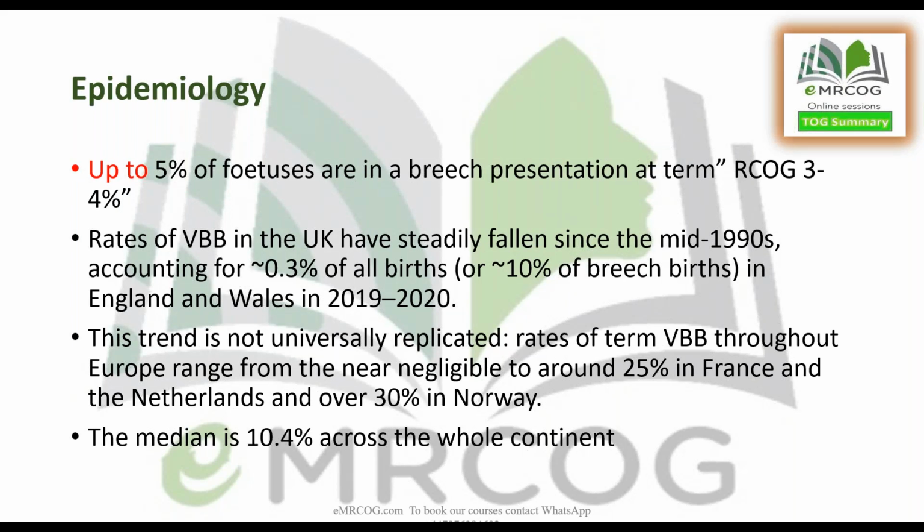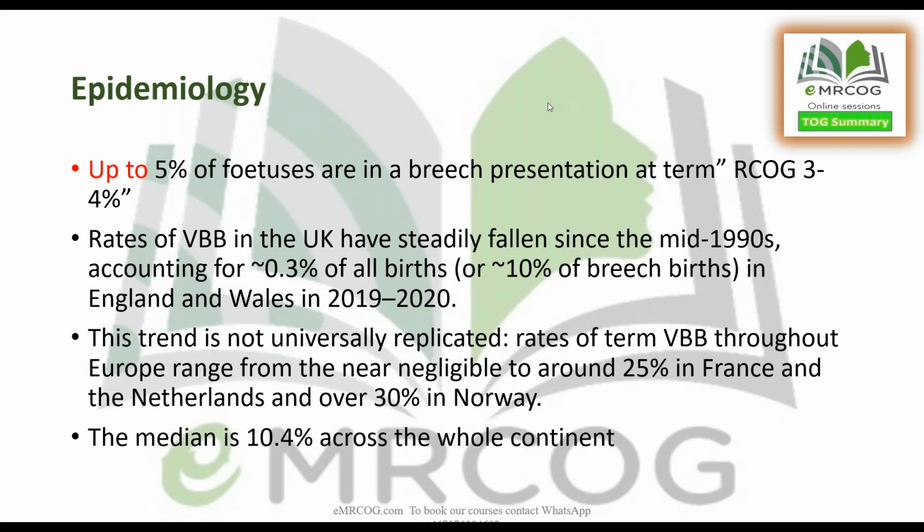Okay, and the rate of vaginal breech births in the UK has steadily fallen since the mid-90s, and this is around 0.3% of all births. They have found that among the 4% diagnosed as breech, only 10% delivered vaginally, and the others delivered by cesarean section. So this is the finding in the current practice.